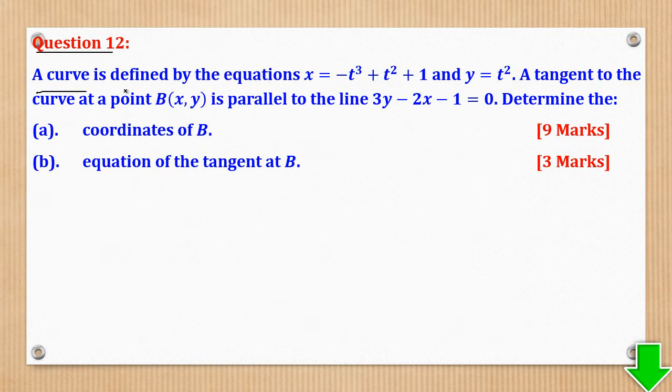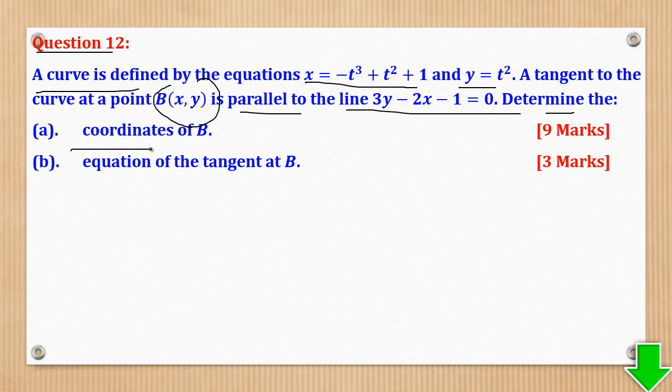Question 12. A curve is defined by the equation this, parametric equations that and that. A tangent to the curve at point B, xy, is parallel to the line this. Determine the coordinates of B.